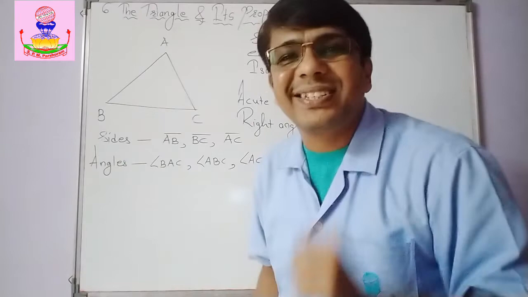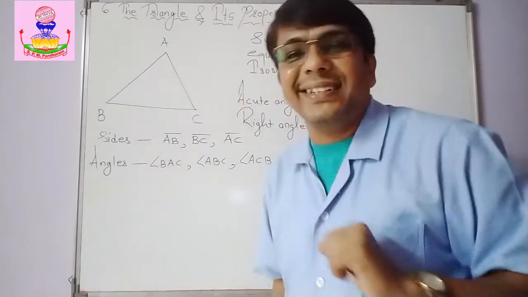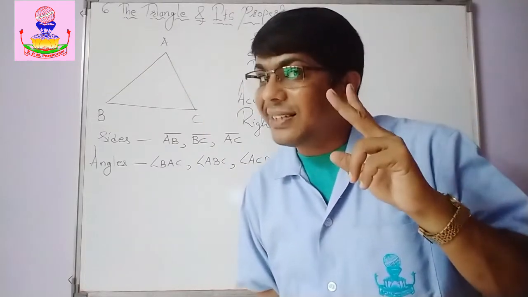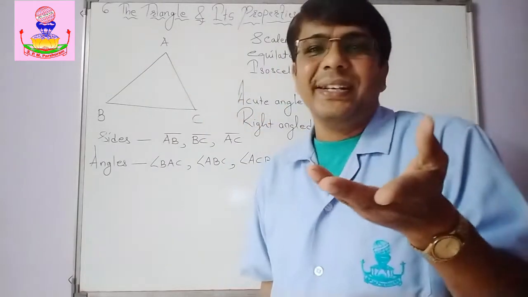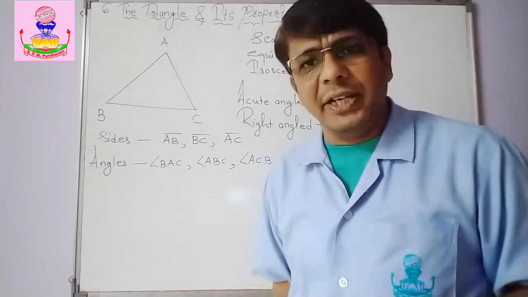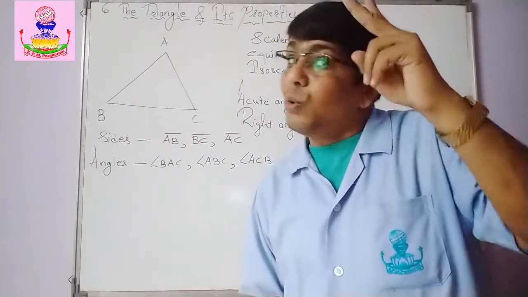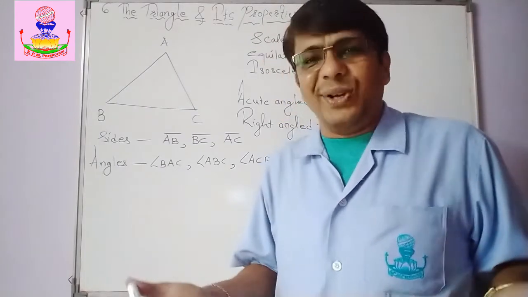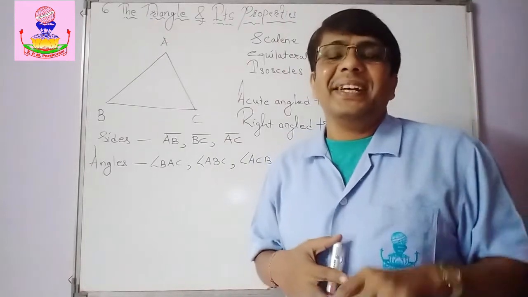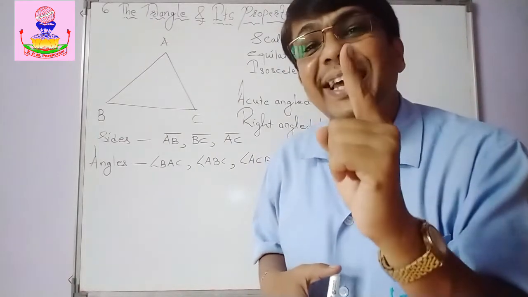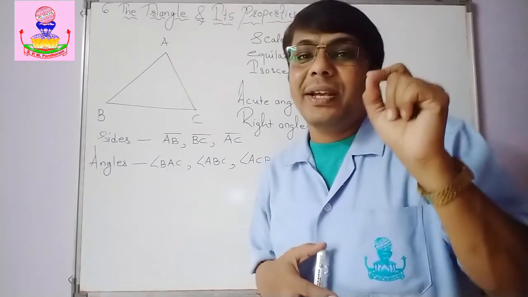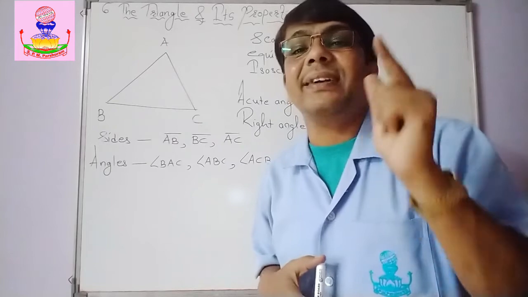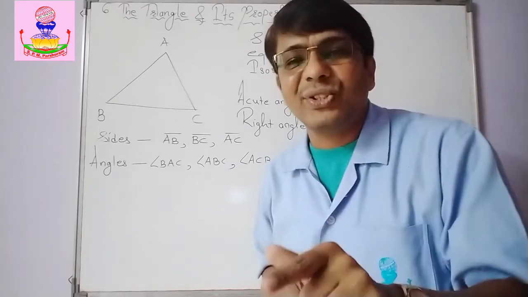A triangle in which one angle is a right angle is called a right angle triangle. Can you have two right angles in a triangle? We cannot, because the sum of the measures of the angles of a triangle is 180, and if two angles are 90 degrees, then is a third angle possible? Not at all. I cannot draw the triangle, right? So only one angle has to be a right angle. A triangle having one right angle is called a right angle triangle.